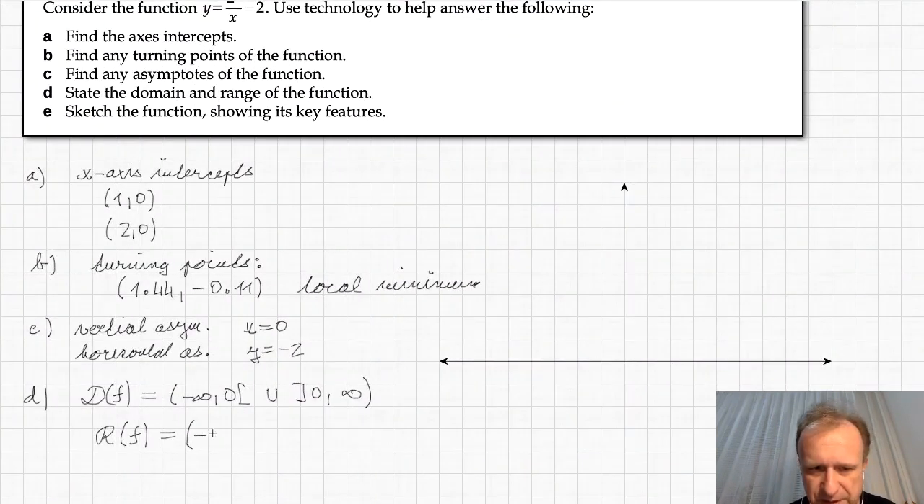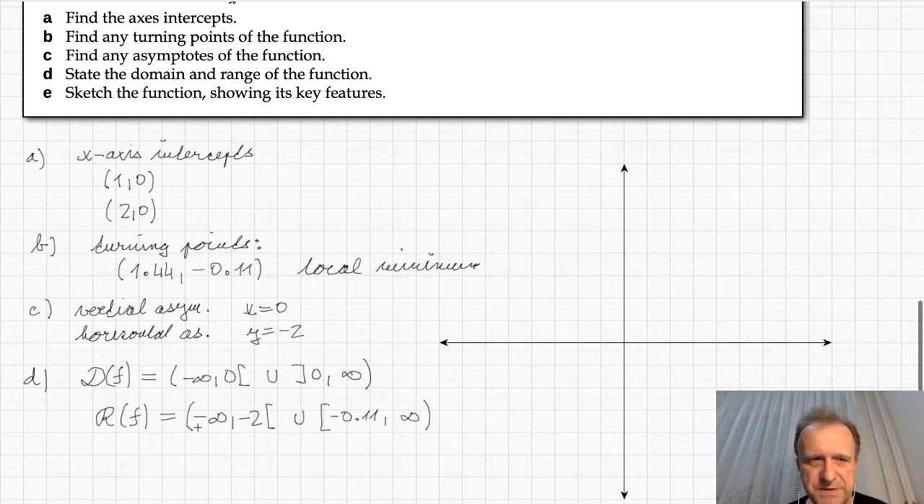So we go from -infinity to -2. Okay, -2 is excluded. Union, and oh yes, and then from -0.11 to +infinity. This number here is included in the interval, and the reason for that is it's the local minimum. So this value is assumed by the function at that point. Okay, and finally we have to sketch the function showing its key features.